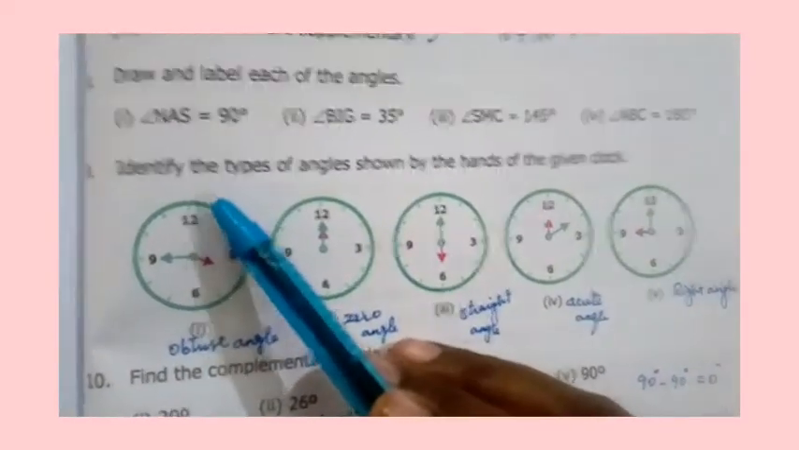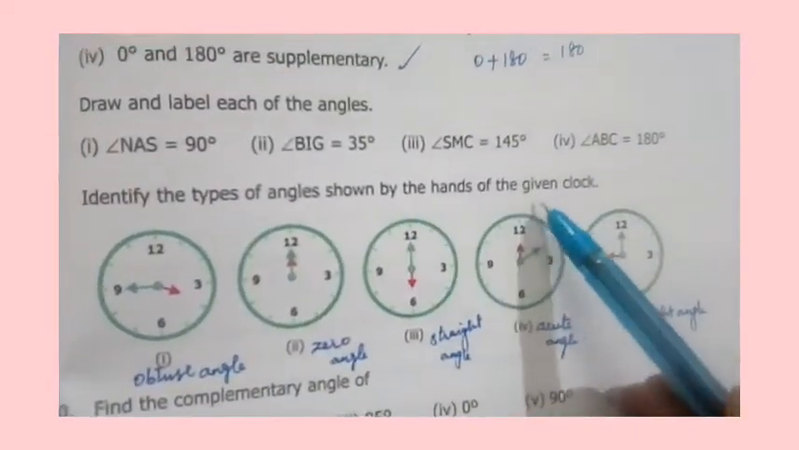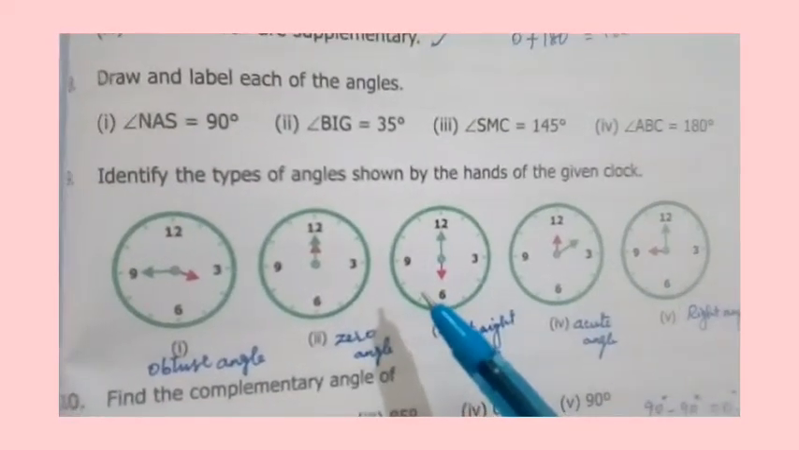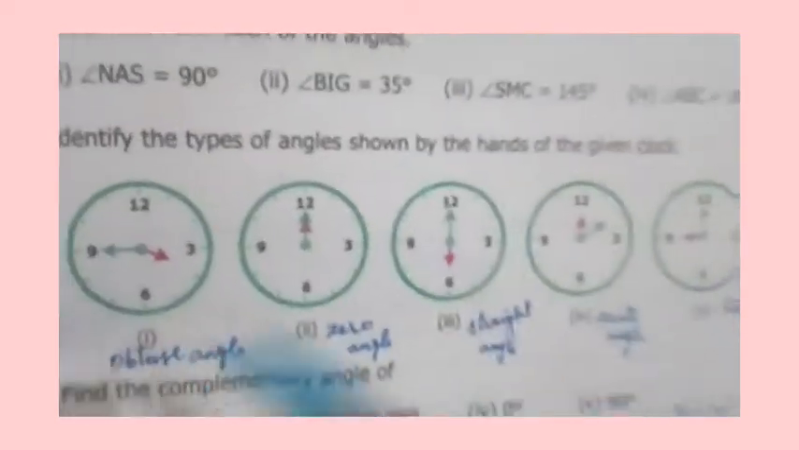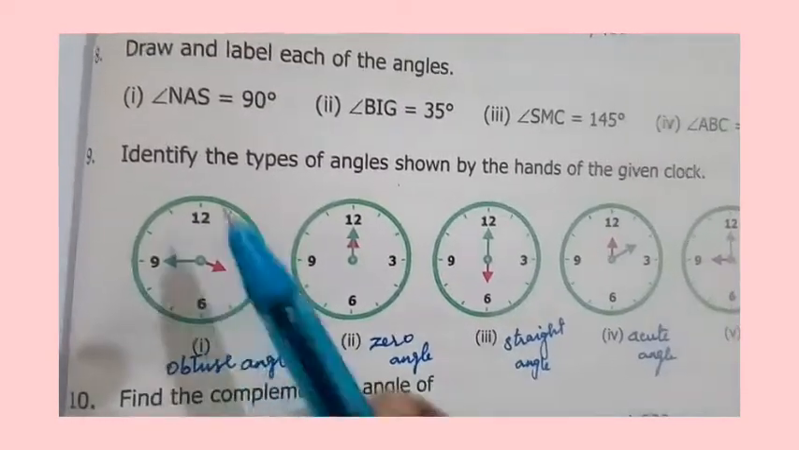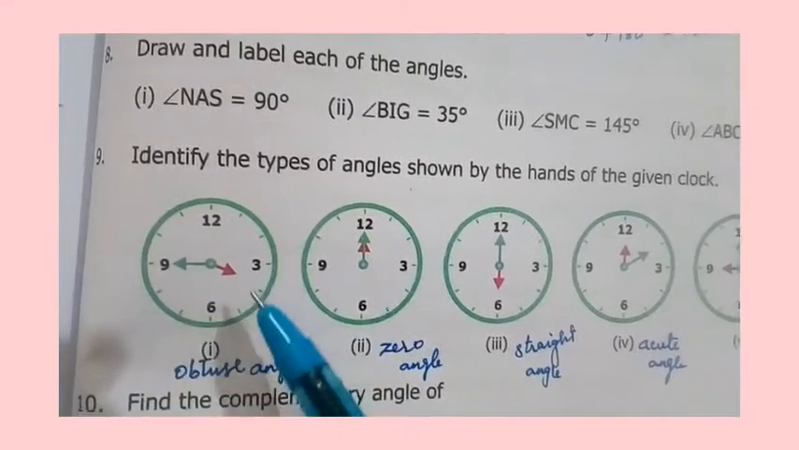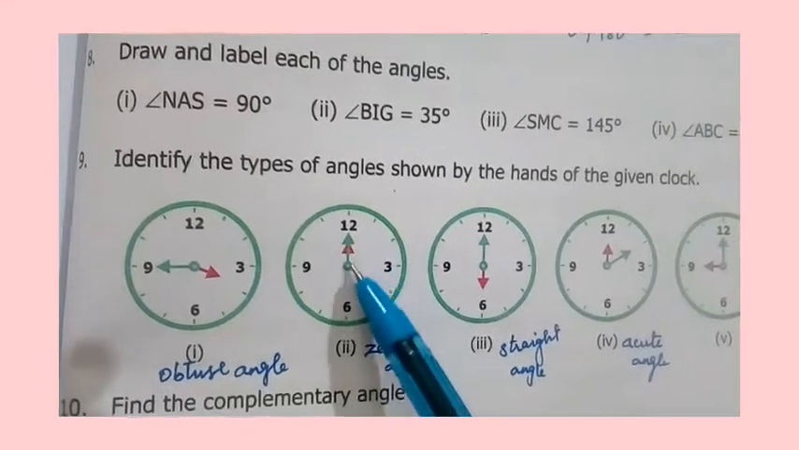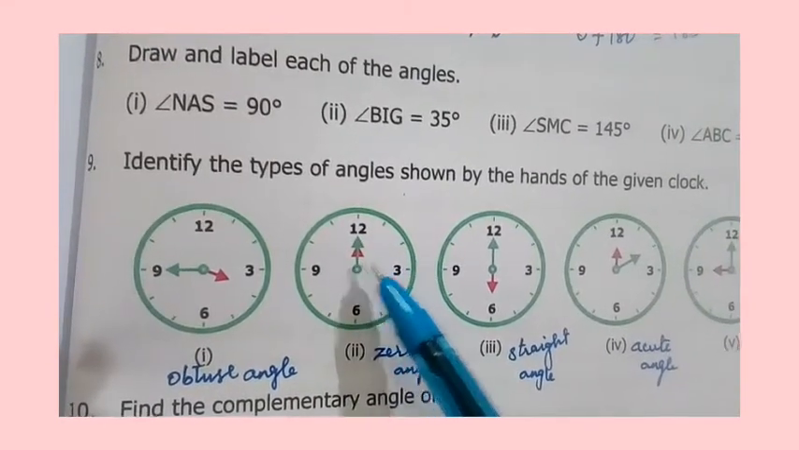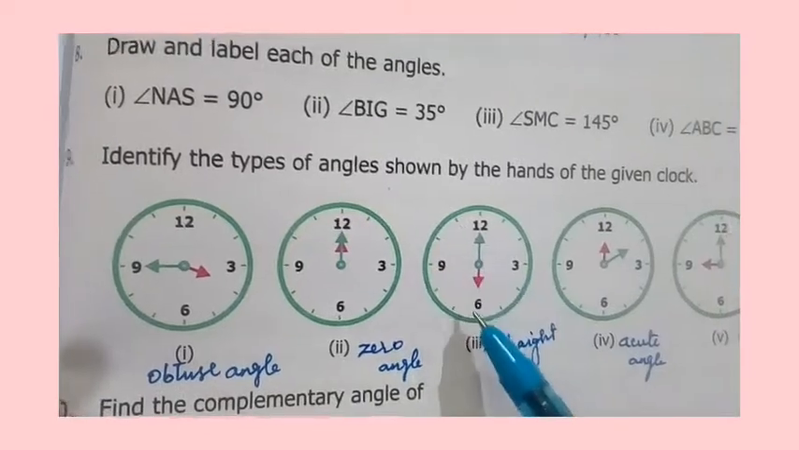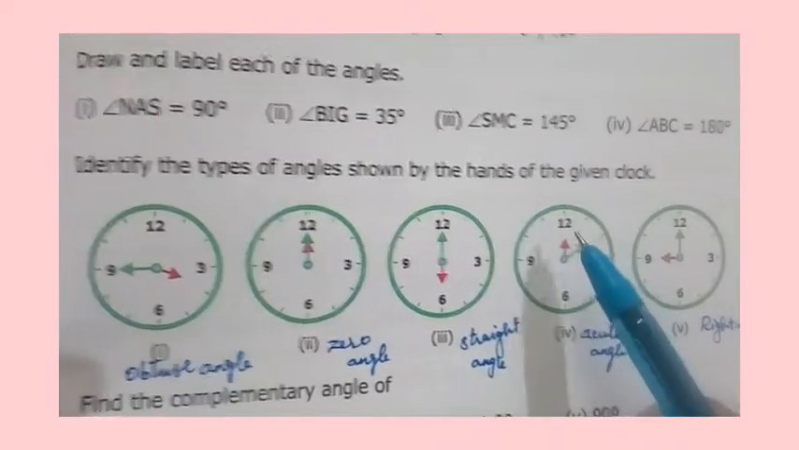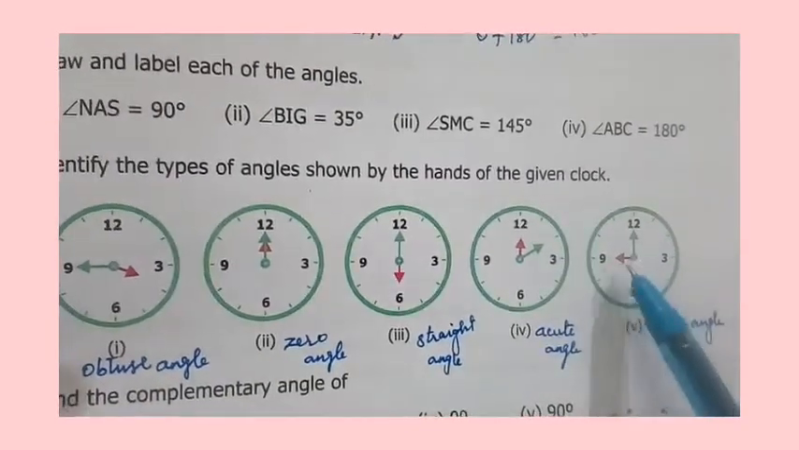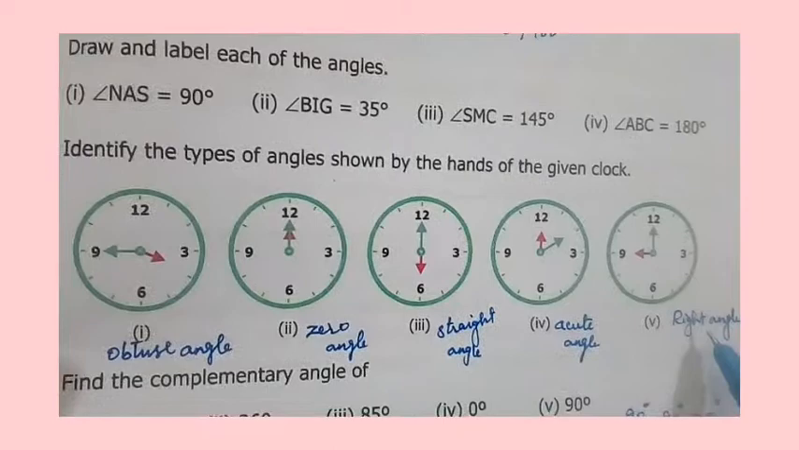Ninth one: identify the types of angles shown by the hands of the given clock. Consider this clock. The first one is 3:45. Now consider these two hands: it is an obtuse angle. Here the hour hand and minute hand coincide, so it is a 0 angle. This one looks like a straight line, so it is a straight angle. This one is in between, below 90 degrees, so it is an acute angle. This one is like an L shape, so it is a right angle.